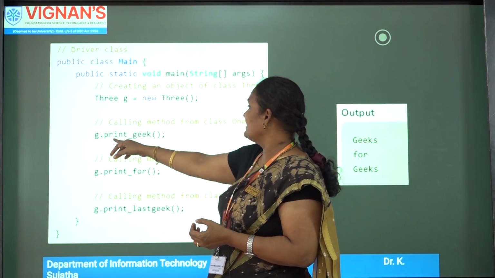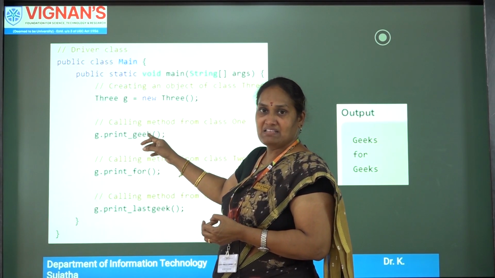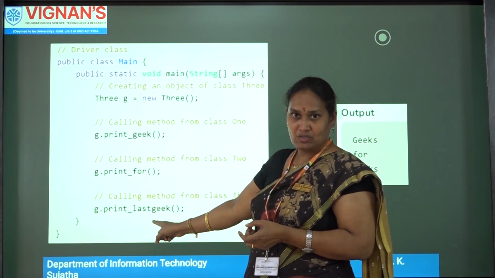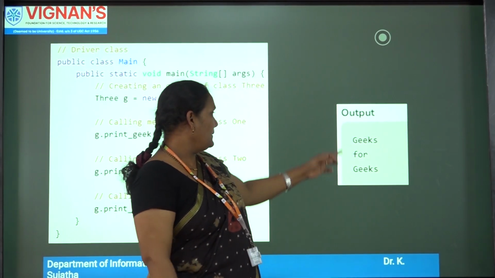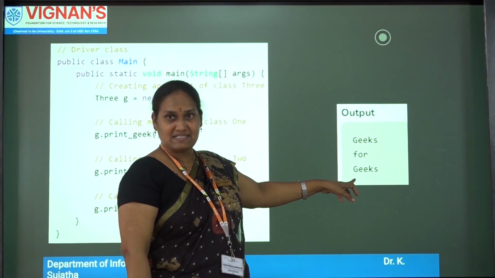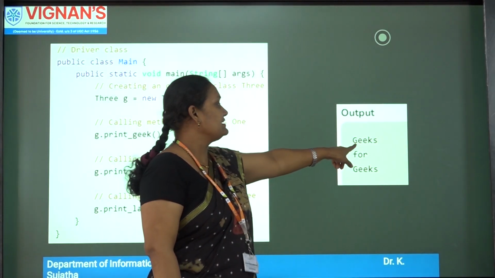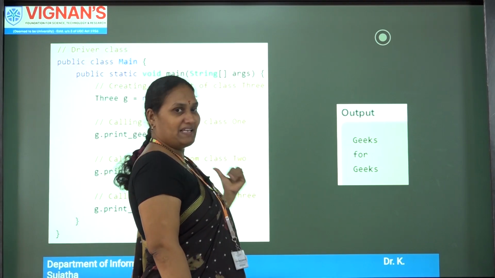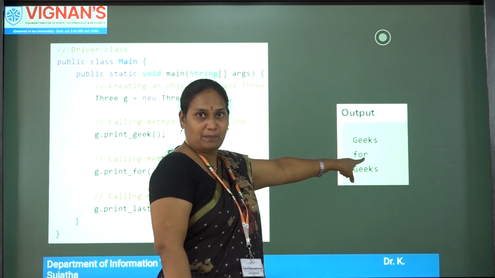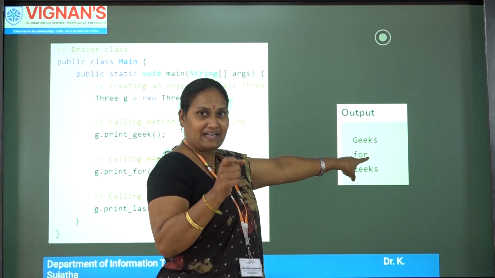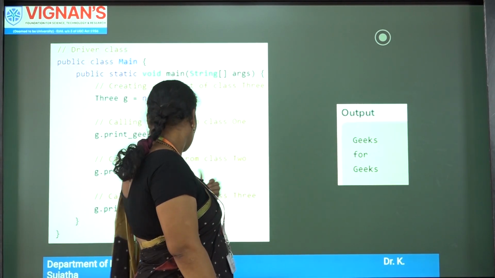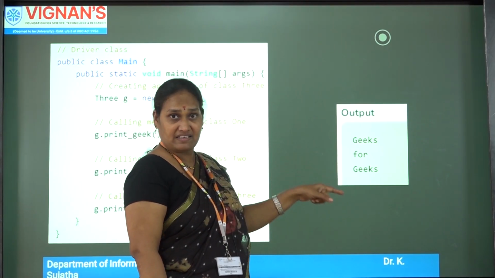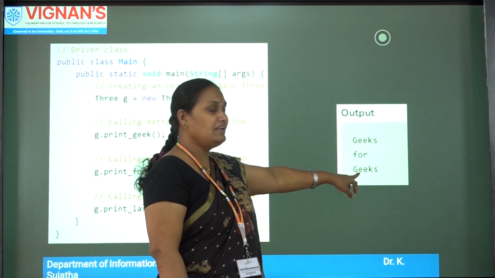So 3, here G is the object name, new 3, I have created an object for the subclass 2, and here I accessed the methods which are present in superclass, subclass 1 and subclass 2. So by executing this program, I will get an output like this. My print geek method contains a print statement which prints the word geeks. My print for method is having a statement, so that statement contains a word for. And again my third subclass contains a method print last geek, which also prints a word called geeks.